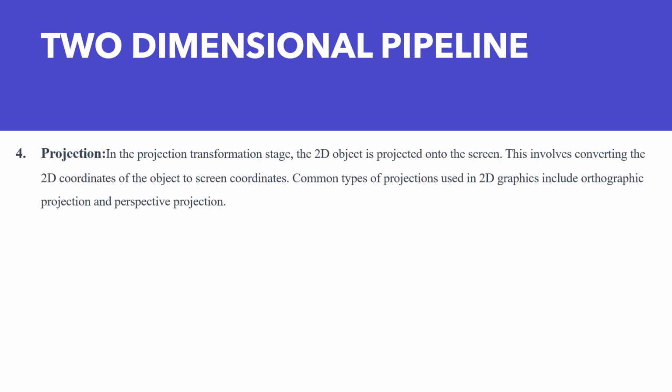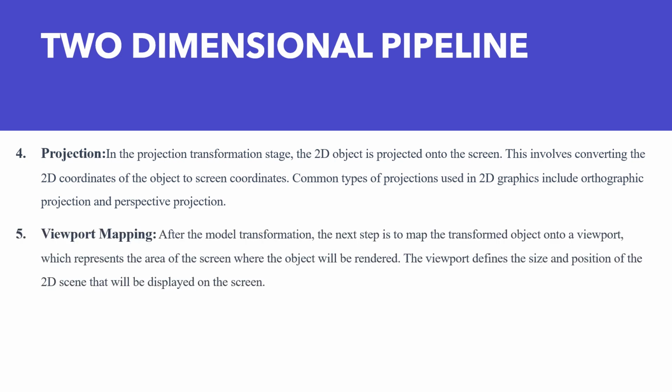Fourth one, projection. In the projection transformation stage in the two-dimensional pipeline, the object is projected on the screen, which involves converting the two-dimensional coordinates of the object to screen coordinates. Common types of projection used in two-dimensional graphics include orthographic projection and perspective projection. Fifth one, viewport mapping.